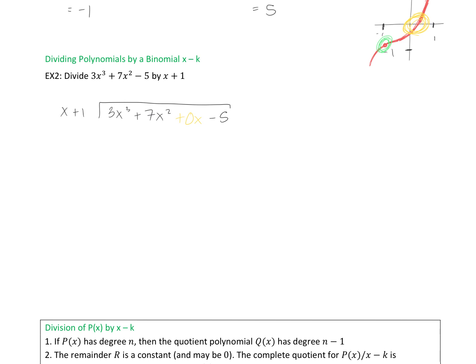So I'm trying to figure out what number I'd need to multiply x by to get 3x cubed. And that number, let's see, that would be 3x squared. So 3x squared times x would give me that 3x cubed. That's my main goal. But then I have to remember, when I'm multiplying, that's going to be 3x squared times the x plus 1, which would be 3x cubed plus 3x squared. And I'll subtract this amount from my polynomial.